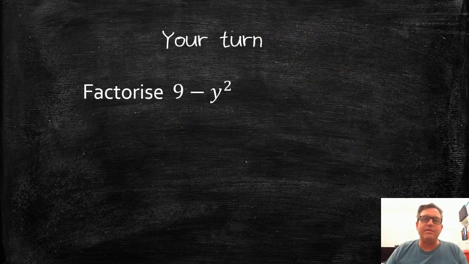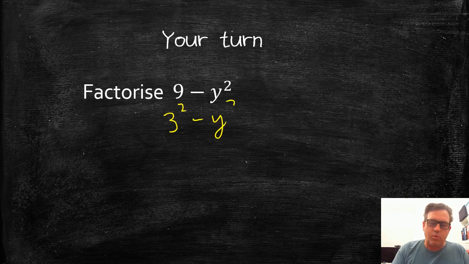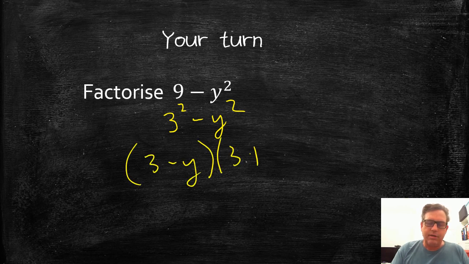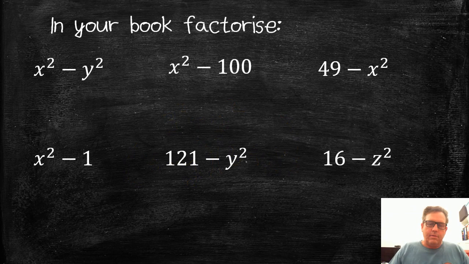Okay, your turn. Pause the video and factorize this. Okay, we look at this and we should recognize that this is 3 squared minus y squared, which is the difference of two squares. So it's going to be 3 minus y times 3 plus y. That's it. Okay, pause the video. Go ahead and factorize these in your book, and then we'll see how you did.